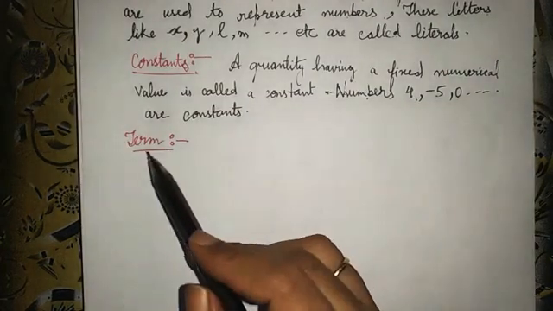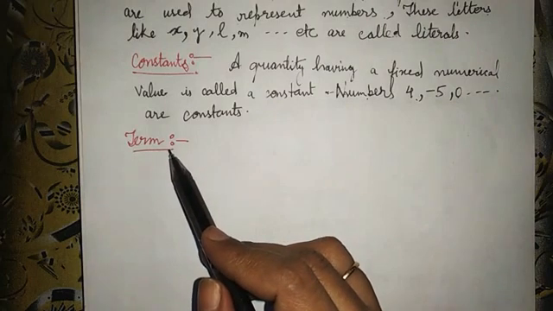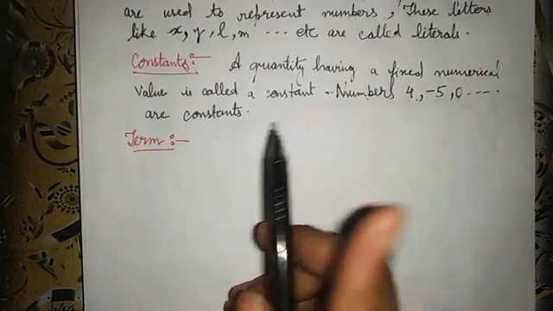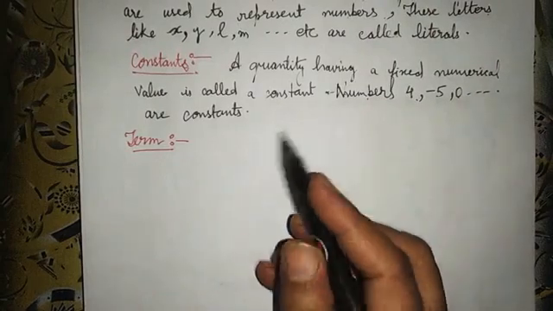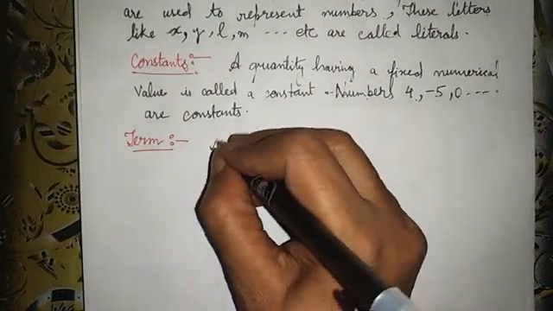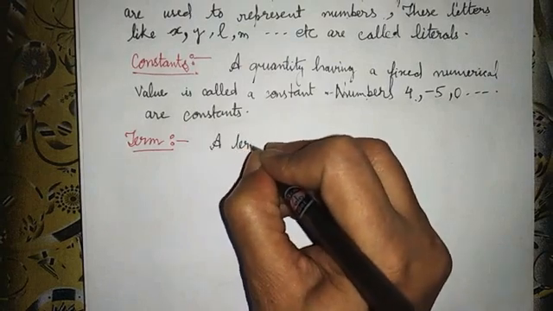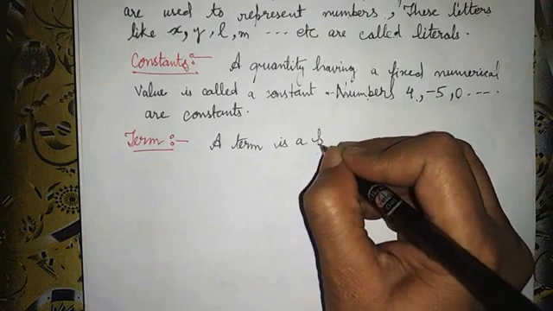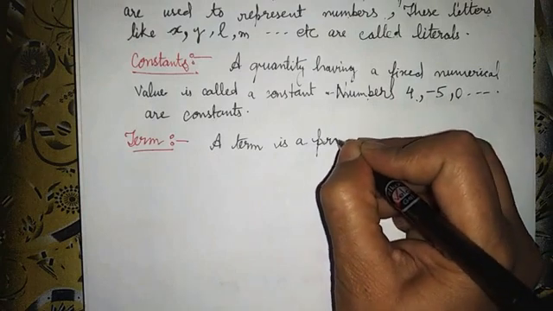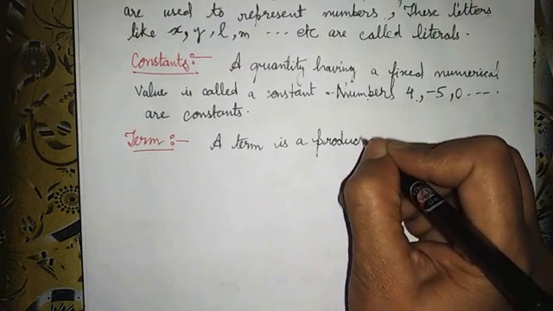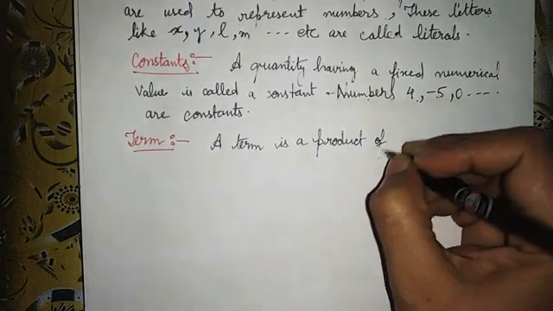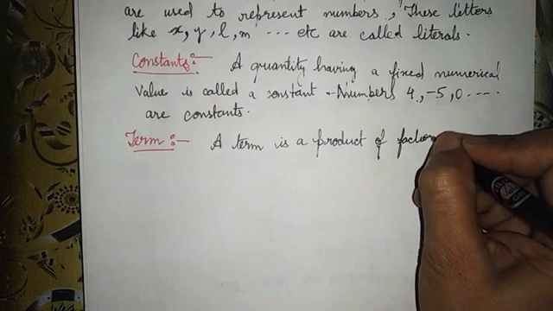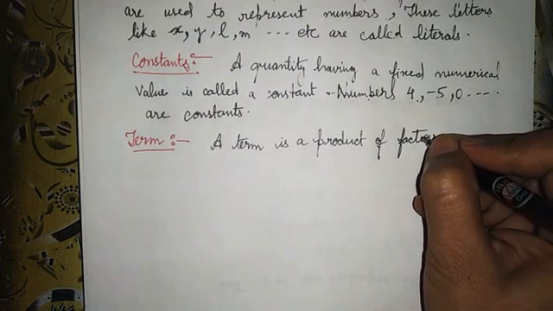Now children, see term. Children, a term is a product of factors. What is a term? A term is a product of factors.